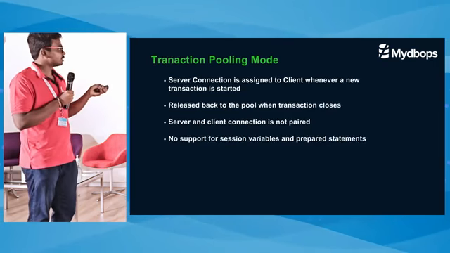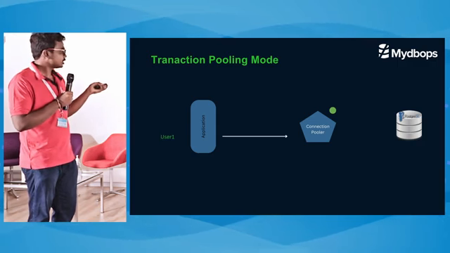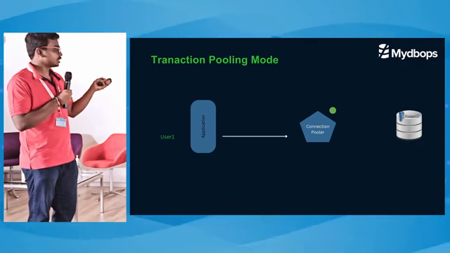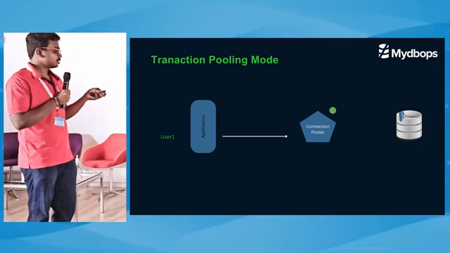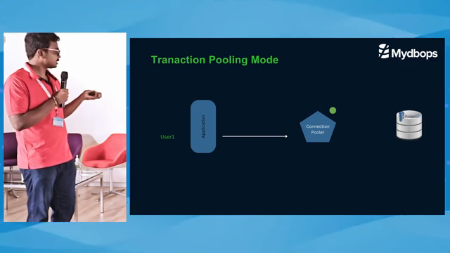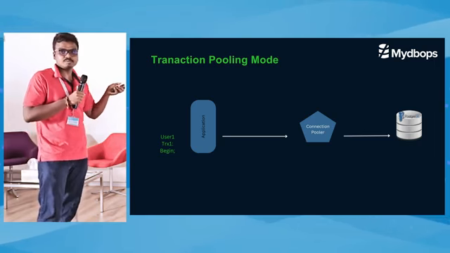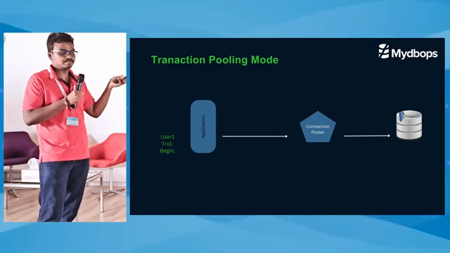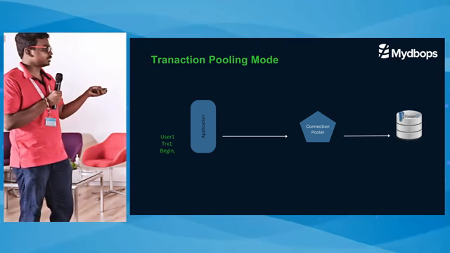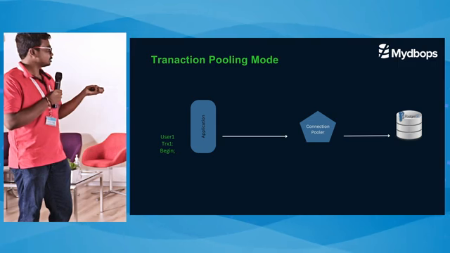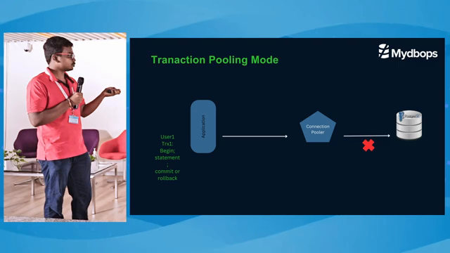And the next one is transaction. Instead of session level, when a user starts a connection, it will make a connection to the connection pooler, that is Pgpool, but it won't make any connection to the backend database. Once we start a transaction, only then will it start making the connection to the backend database. In the session mode, once the user connects, it will connect the session to the backend database. But here, only once we start a transaction will the connection be made to the backend database.